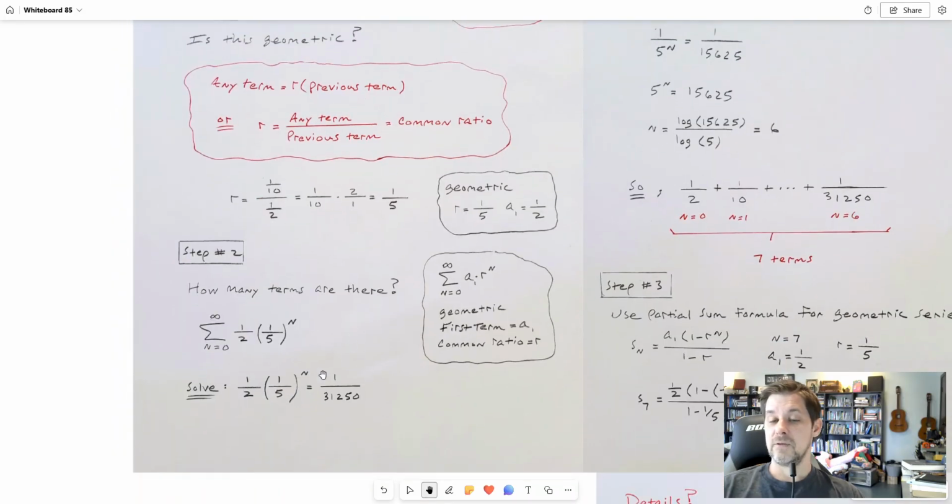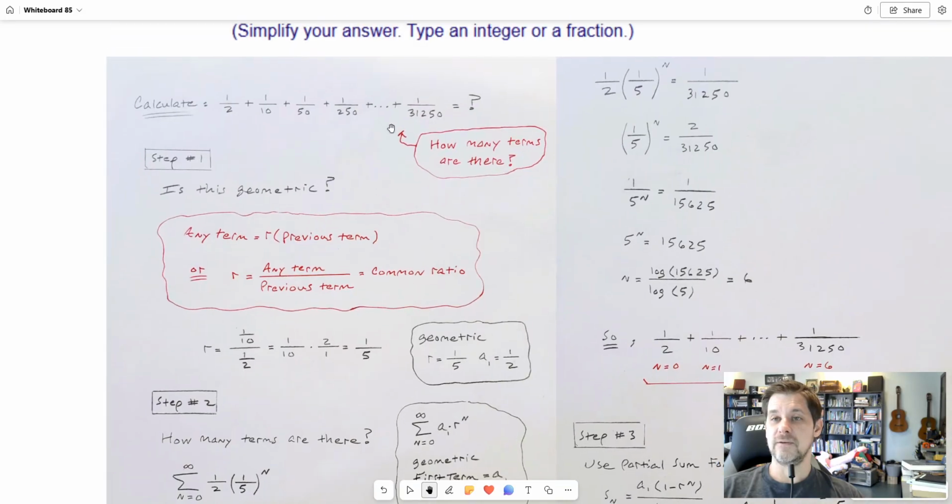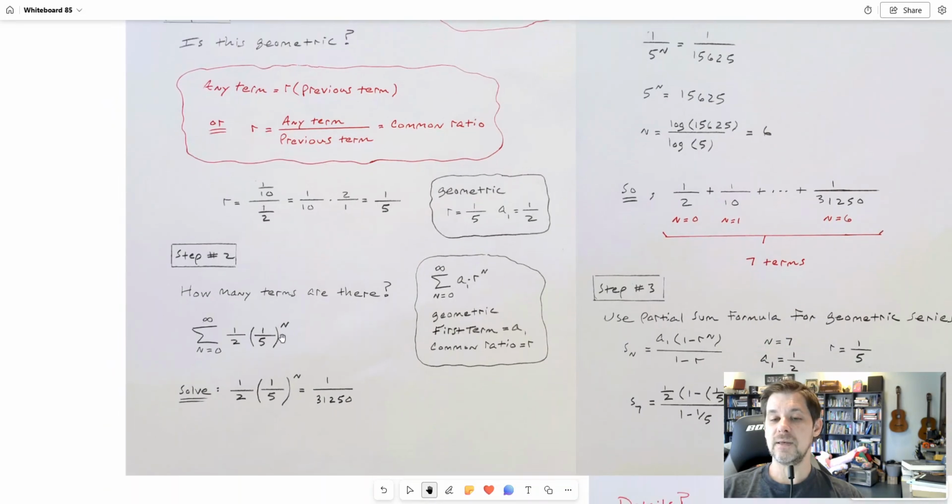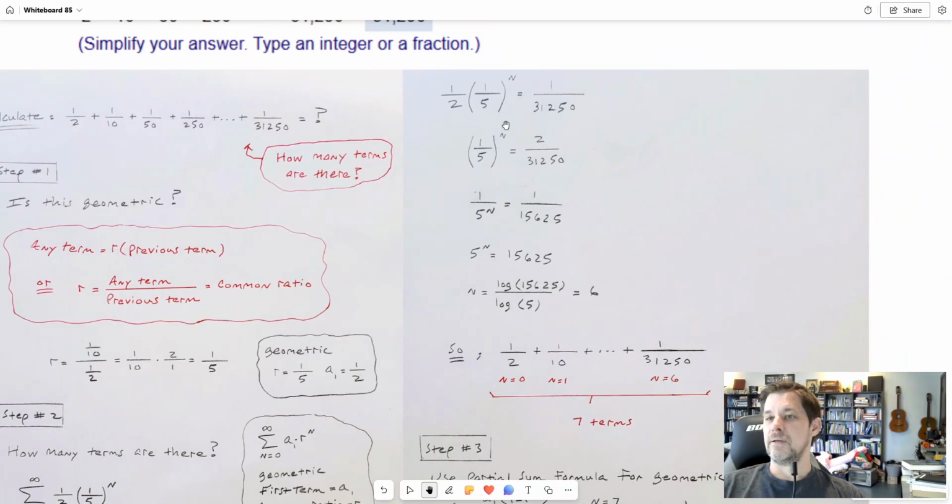Okay, so if I'm going to solve for which term this last one is, then I could take that and set it equal to 1 over 31,250 and then solve this equation. Here's how you do that. I'll multiply both sides by 2. I'll cancel the 2 and the 31,250. I'll distribute this power to the 1 and the 5.